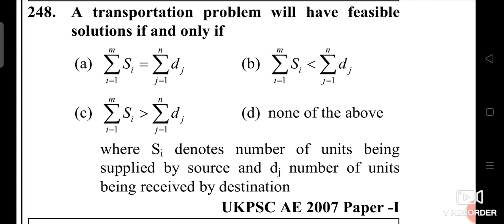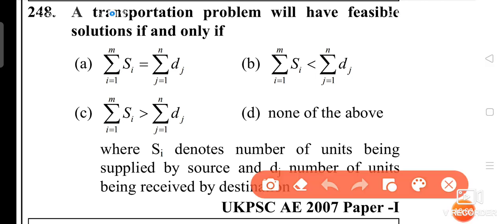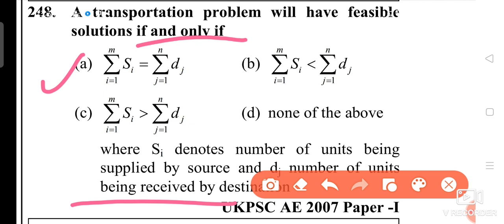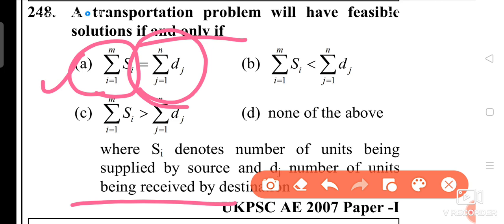Next, a transportation problem will have a feasible solution if and only if, right answer is A. Summation of units being supplied is equal to summation of units being received. Number of units being supplied equal to number of units being received is the feasible solution of the transportation problem. That is your right answer.